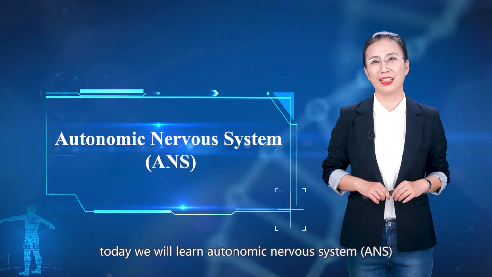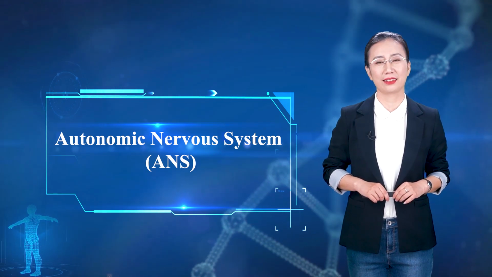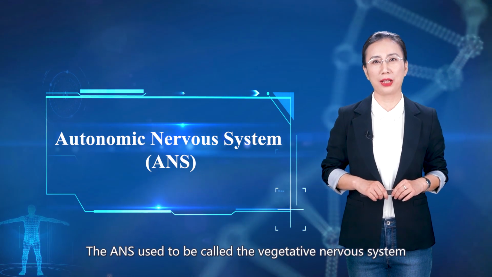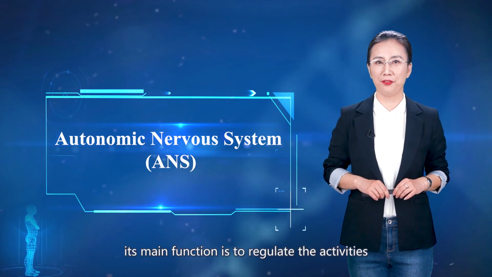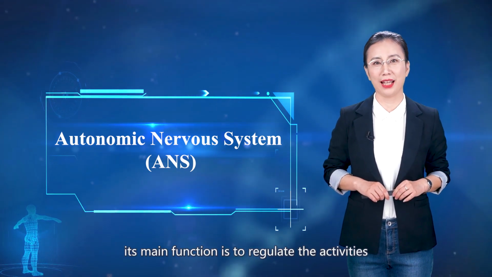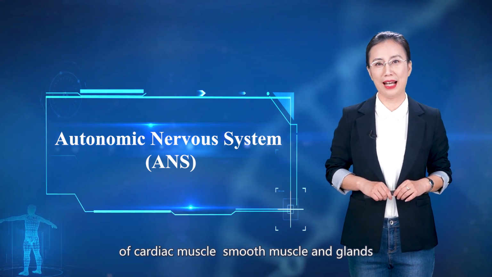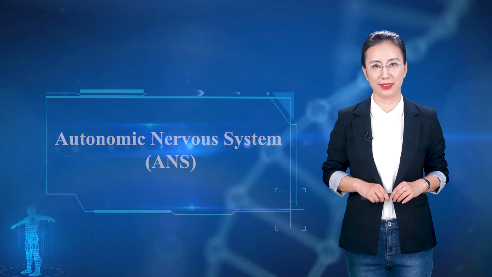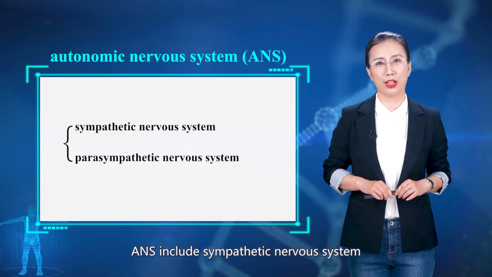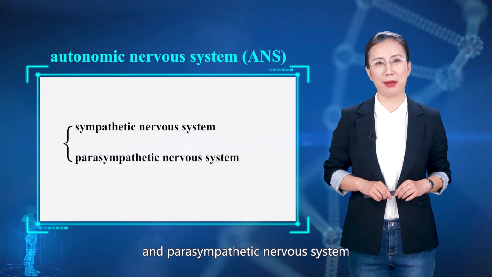Hello everyone! Today we will learn about the autonomic nervous system, ANS. The ANS used to be called the vegetative nervous system. Its main function is to regulate the activities of cardiac muscle, smooth muscle, and glands by different transmitters and receptors. The ANS includes the sympathetic nervous system and the parasympathetic nervous system.